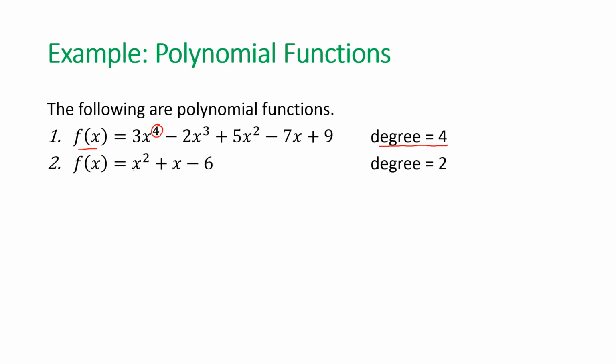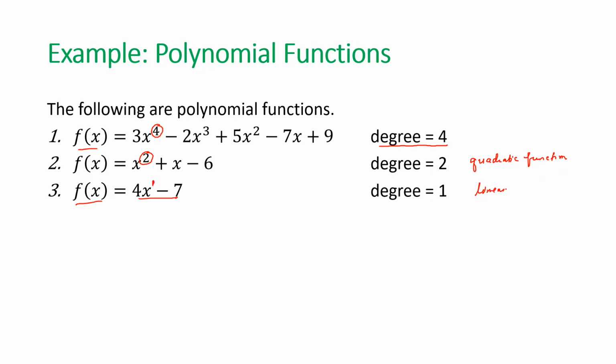Second, f of x equals x squared plus x minus 6 is also a polynomial function, and this is of degree 2. This is specially called the quadratic function, which we learned in the previous video. Third, we have f of x is equal to 4 times x minus 7, and this is a polynomial function of degree 1. So polynomial functions of degree 1 are also called linear functions.